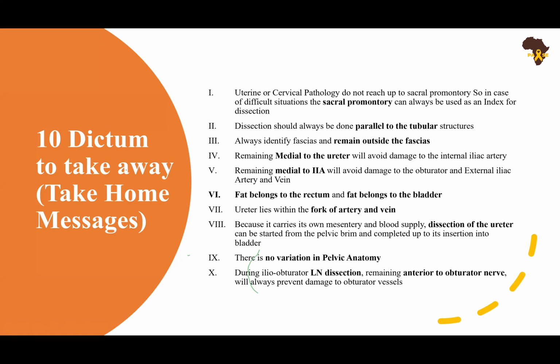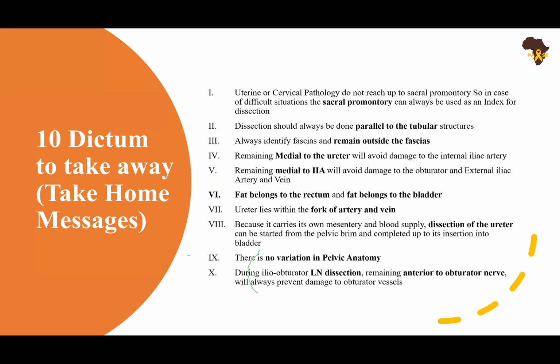Always identify fascia and remain outside or between the fascia so that you do not bleed and you get a bloodless field of dissection that also will lead to minimum adhesions. Remaining medial to the ureter will avoid damage to the internal iliac artery. Remaining medial to the internal iliac artery will avoid damage to the obturator and external iliac artery and vein. Fat belongs to the rectum. Fat belongs to the bladder.